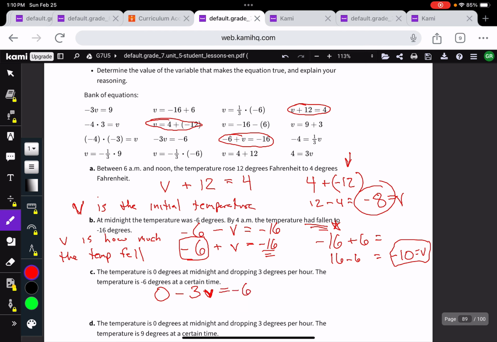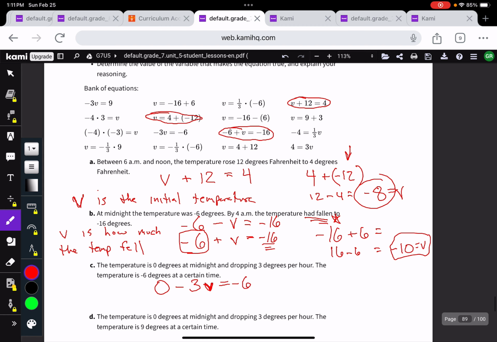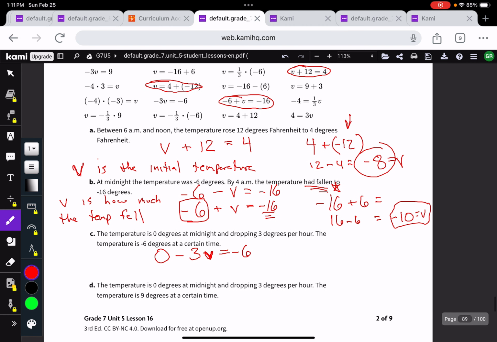In other words, how many hours does it take to go from 0 to negative 6 if it's going down 3 degrees per hour? I should say too, guys, feel free to pause. You don't need me to tell you that, but I'll remind you to pause this. Obviously in a video I speak a little bit faster, with the understanding you can pause whenever you want to get caught up on something, or rewind it if you need to hear something again.